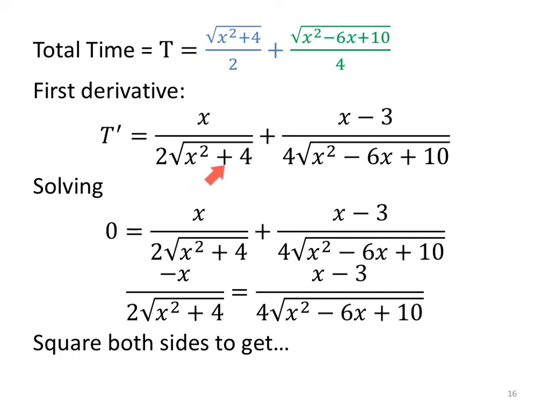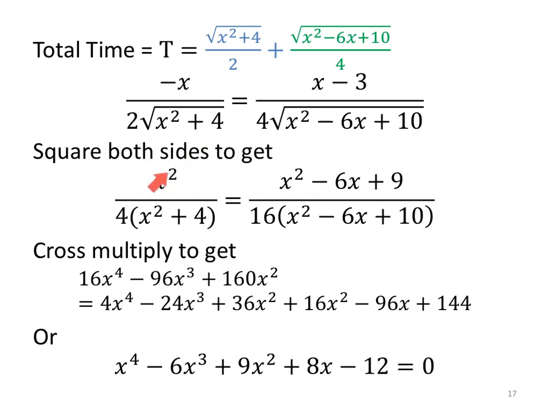Now I have my total time, I have my first derivative. Solving for t prime equals 0, I'm going to end up with a ratio if I subtract this first rational expression to the other side. And you know what I'm going to do? I have radicals going on here. I'm going to square both sides. When I square both sides, I'll get x squared over 4 times x squared plus 4. On the right, if I square x minus 3, I get x squared minus 6x plus 9. And I square the denominators. 4 squared is 16. The square root squared leaves me the radicand. And now I'm going to cross multiply.